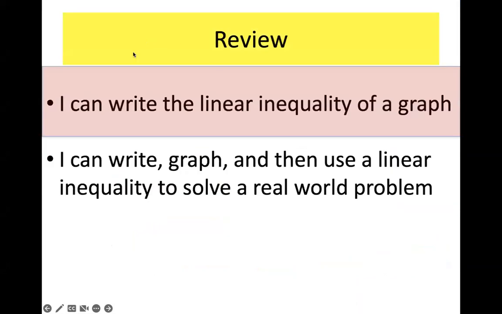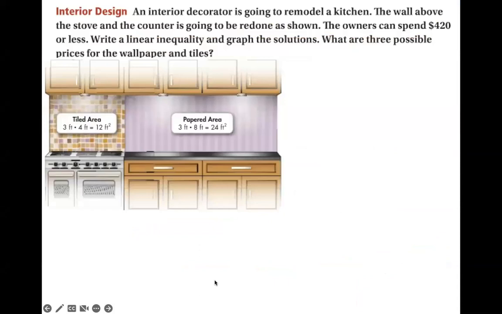Okay. Only thing left is a real world problem. So let's do a real world problem. An interior decorator is going to remodel a kitchen. The wall above the stove and the counter is going to be redone as shown. The owner can only spend 420 or less, less than or equal to. Write a linear inequality and graph the solutions. What are 3 possible prices for the wallpaper?